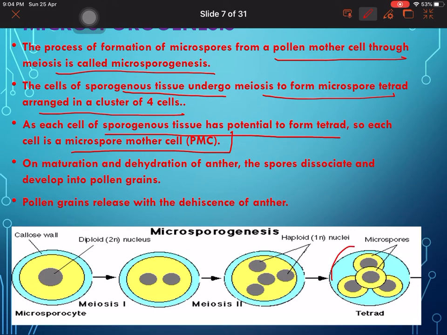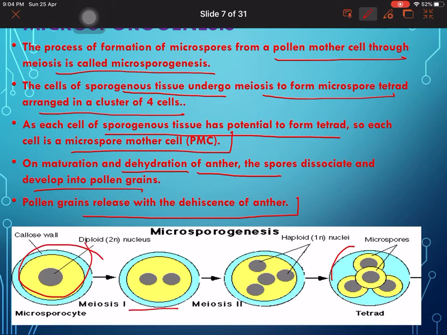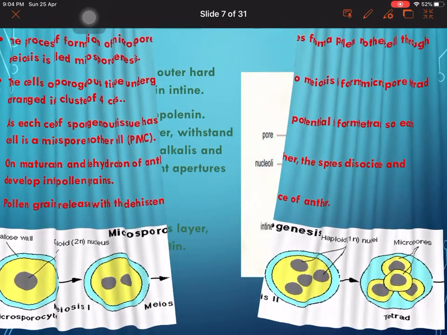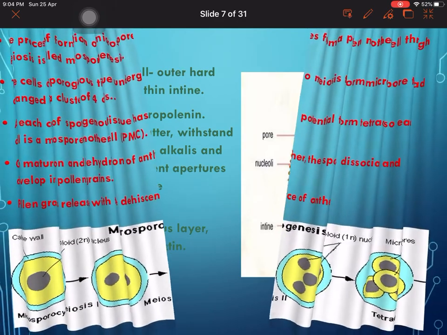On maturation and dehydration of the anther, the microspores dissociate from each other and develop into pollen grains. I think this is dehiscence of the anther, not dehydration. Pollen grains are released with dehiscence of the anther. First there is the diploid 2n nucleus, meiosis 1 divides it into 2 equal parts, then meiosis 2 gives haploid number, 4, and this is how 4 haploid pollen grains or microspores are formed at the end. Next is the structure of the pollen grain.